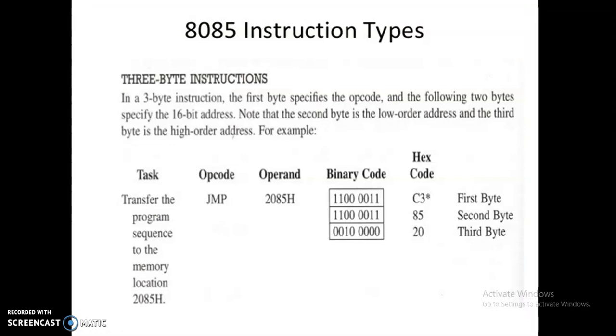Okay. Then the third type is 3 byte instructions. In the 3 byte instruction, the first byte specifies the opcode. In all types of instruction, the first byte always specifies the opcode. The second one varies. In the 3 byte instruction, the 2 bytes are for the address, memory locations. In a 3 byte instruction, the first byte specifies the opcode and the following 2 bytes specify the 16-bit address. Here we have 8-bit data only.